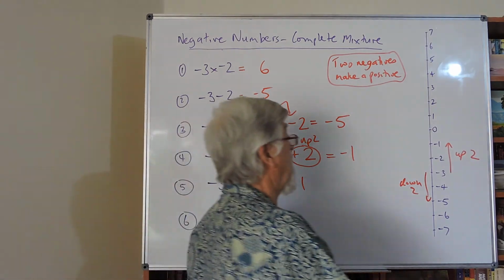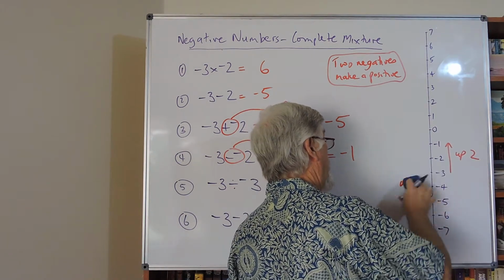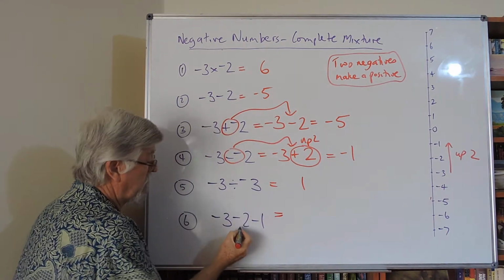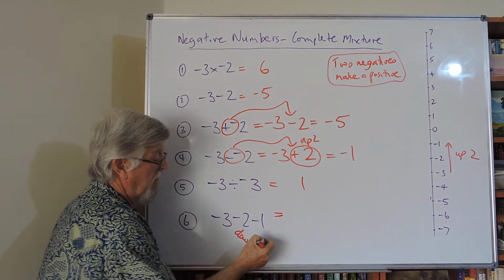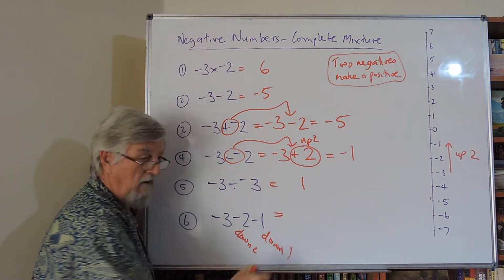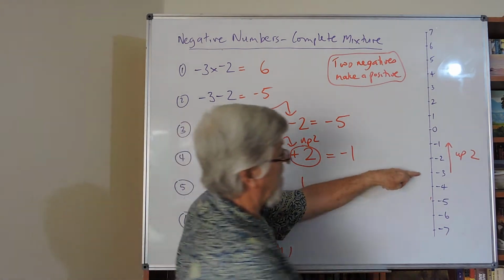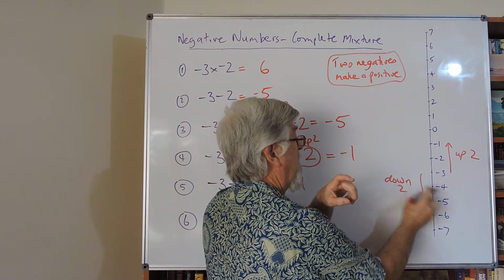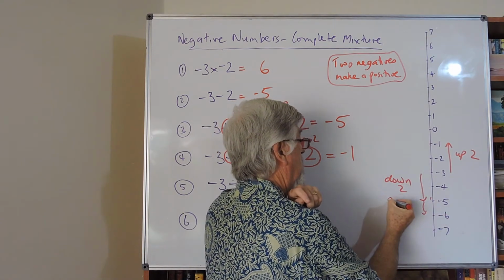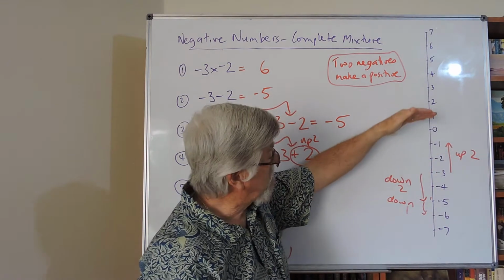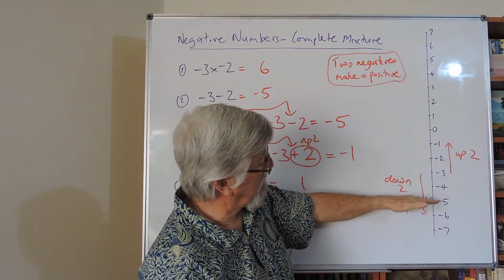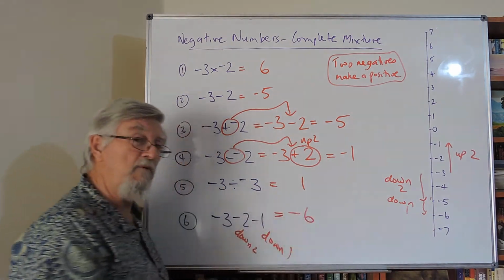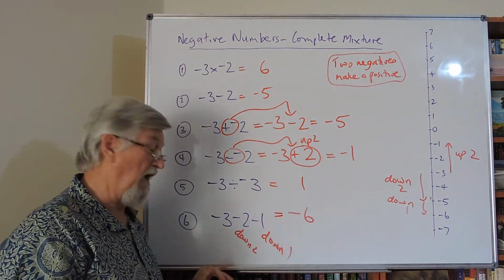For a little bit of difference, if I started at negative 3, this one's saying down 2, and this one's saying down 1. So start at negative 3, I'm going to go down 2, and then go down 1. I start at negative 3, I go down 2, I'm at negative 5, I go down another 1 and I'm at negative 6. So these numbers just keep counting up and down.